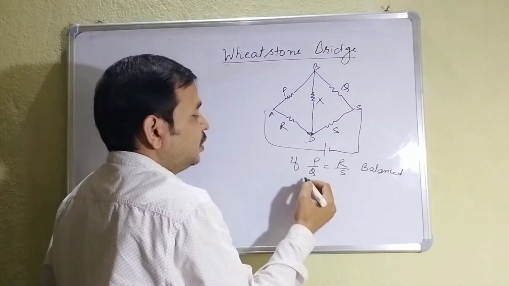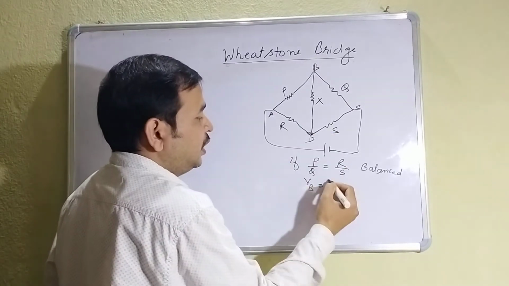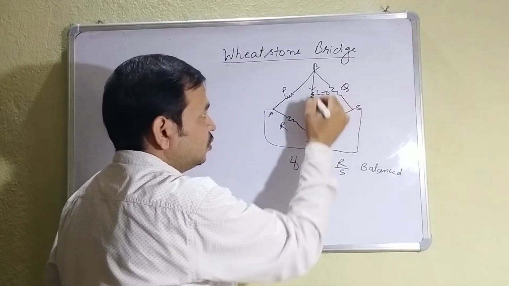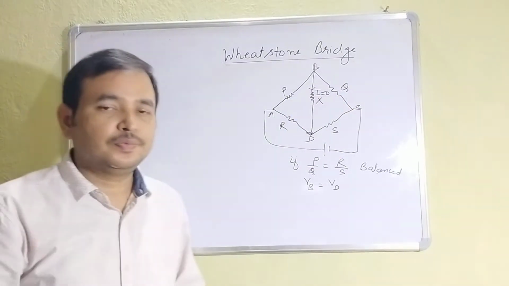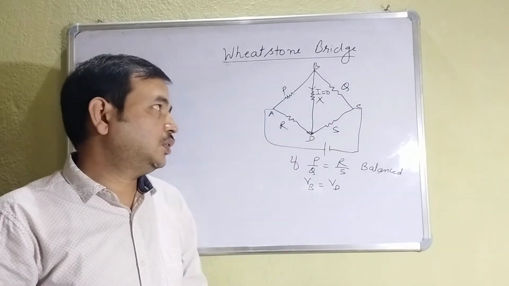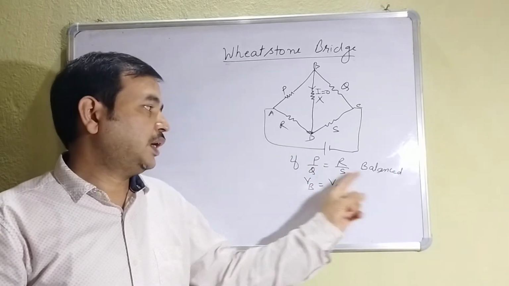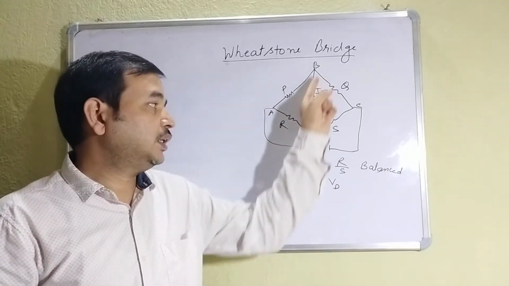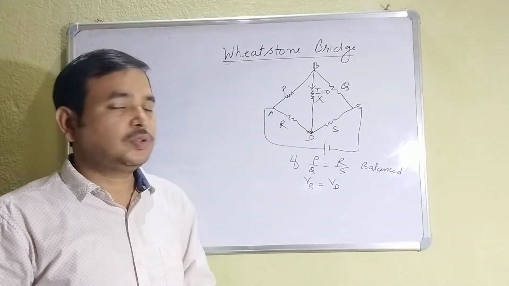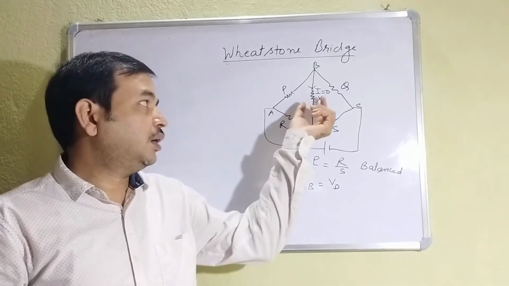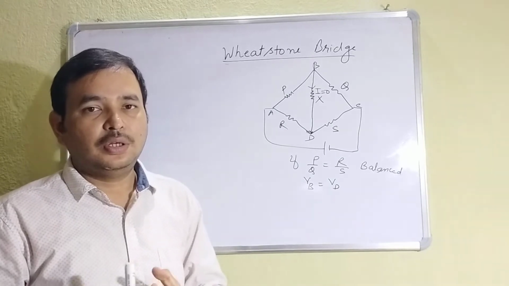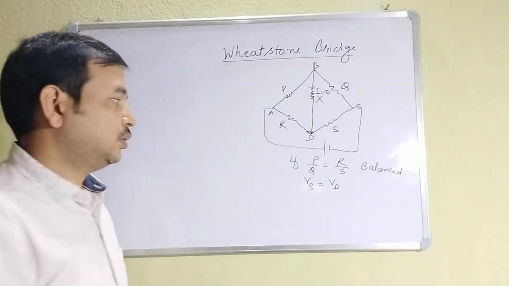Bridge is balanced means potential at point B is equal to potential at point D. It means that through this branch, through the resistor X, no current will flow. You have to keep this in your mind: if the ratio of these two is equal to the ratio of these two, the bridge is said to be balanced, the potentials of these two points become equal, and no current will pass through this resistor. If no current is flowing through any resistor, you can remove that resistor from the circuit. We will learn that in today's class.